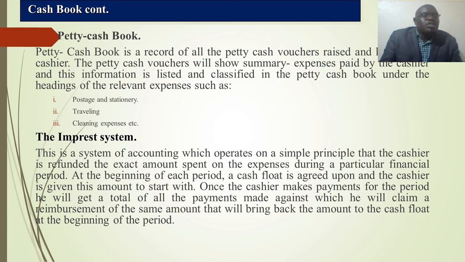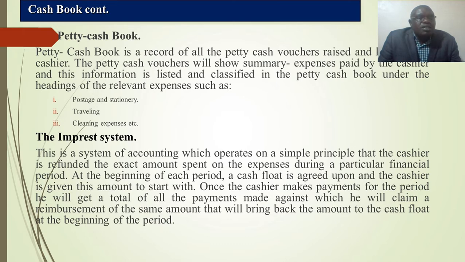ledgers. You cannot keep opening ledgers for each and every small expenditure taking place within the organization. That is why we lump them together and we prepare a petty cash book to control such small expenditures. They are small expenditures, but we need to keep track of them. That is why we prepare this petty cash book. When we are preparing the petty cash book, it could be prepared based on an imprest system.